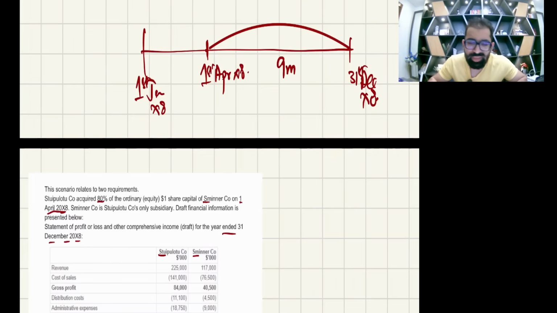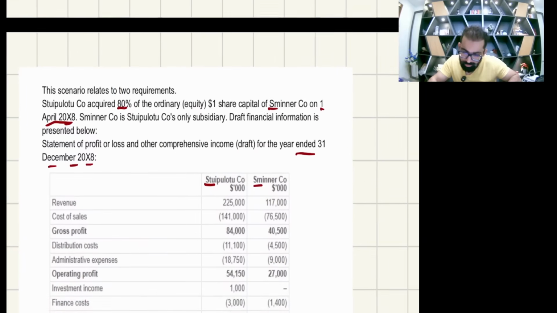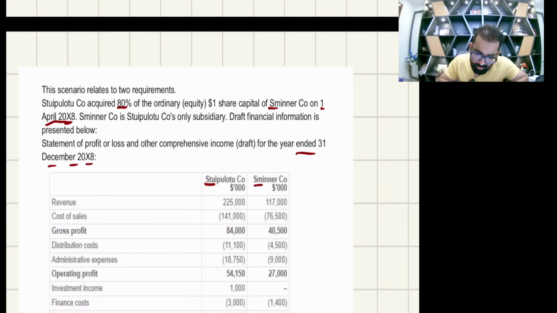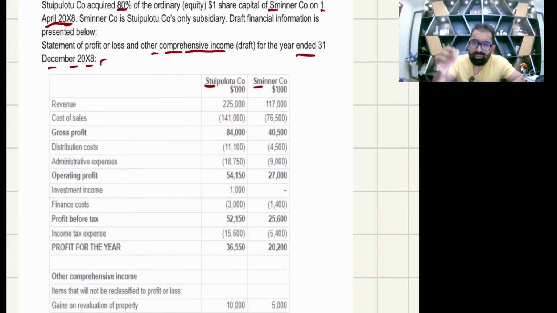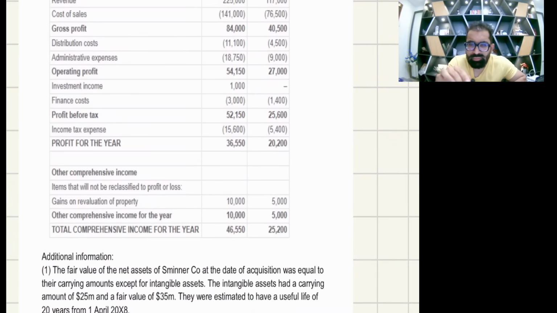Yes, there are some exceptions for this, but normally it's going to be 9 upon 12. Okay, so this is the heart of the question, the basics of the question. Now, draft financial information is presented below. See, statement of profit and loss and other comprehensive income for the year ended 31st December X8. Listen, these are the revenues, cost of sales, everything for parent company and subsidiary company, and then we have OCI. Then we have total comprehensive income.